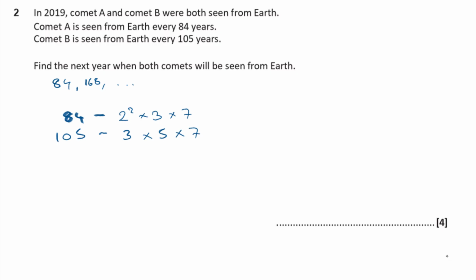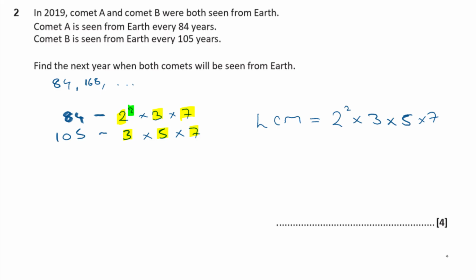Okay, so then my LCM is going to be every base that appears, to the highest power that it appears. So I've got a 2 in that one, and the highest power of 2 that appears is 2, so I've got 2 to the power of 2. I've got a 3 in both, and the highest power of both is just 1, so I'm just going to have a single 3. I've got a 5 in 105, and that's power 1, so I'm going to have a single 5 in my LCM. And then finally I've got a 7 and a 7, and the highest power of that in both is just 1. So I'm going to have a 7 in my answer too.